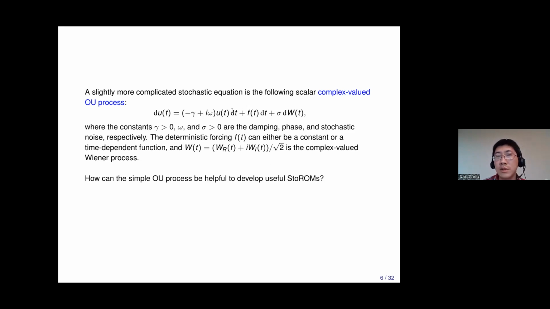So that's all I want to discuss for the simplest possible stochastic process. And maybe you think this is way too simple and wonder how this is connected with the reduced models. Now I'll tell you how this simple OU process will be helpful to develop useful stochastic reduced models.